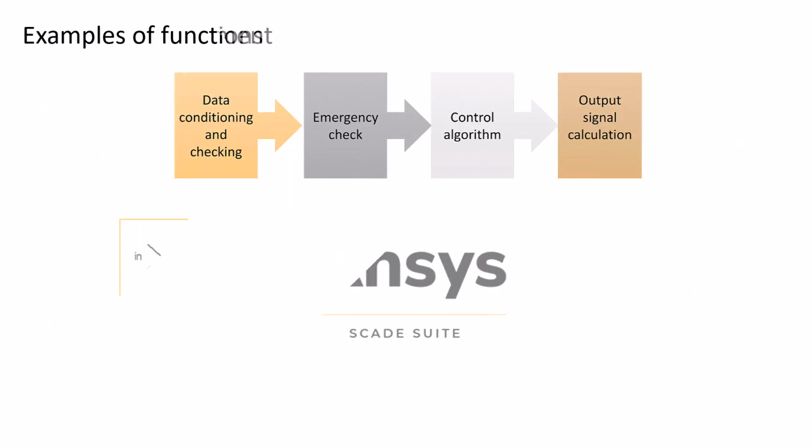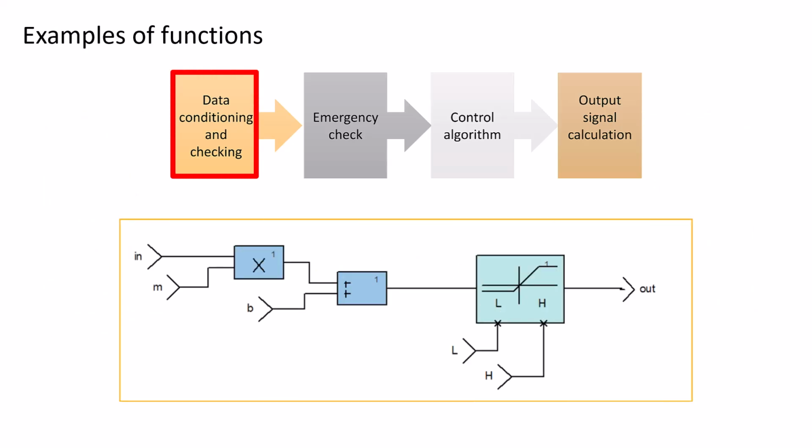So here we have an example of one of our functions. This is the data conditioning. We take the data, condition it, and after that we check it. In Ansys SCADE suite, we use graphical design to create the functions, and then we generate the code from it. This element can also be duplicated. It is not only a function for a single input, but can be used for different inputs. So we make a library for our functions.